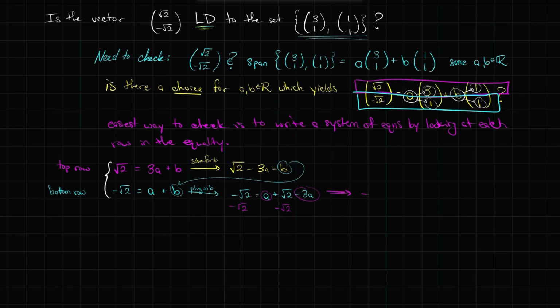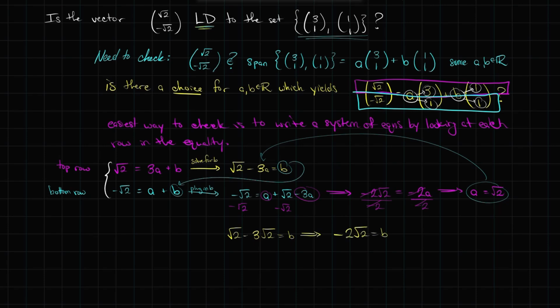What that gives me is negative 2 root 2. I have 2 copies of negative root 2 on the left, and A minus 3A is negative 2A. So it's pretty quick to see that after dividing both sides by negative 2, A is root 2. Once I know that A is root 2, I can plug it into my equation for B, and I recover that root 2 minus 3 root 2, which is negative 2 root 2, equals B.